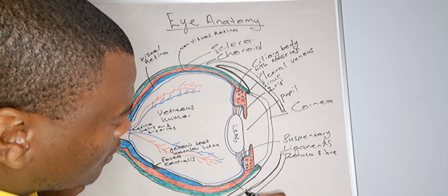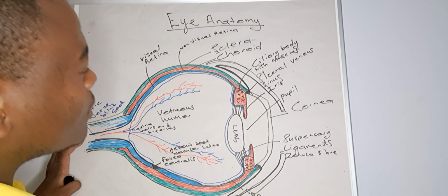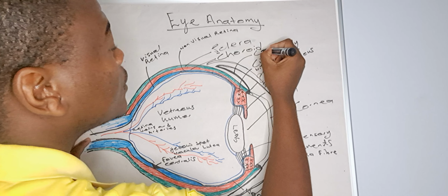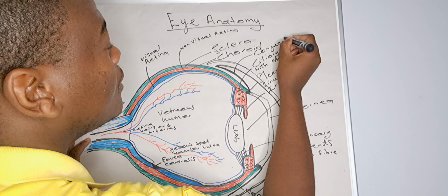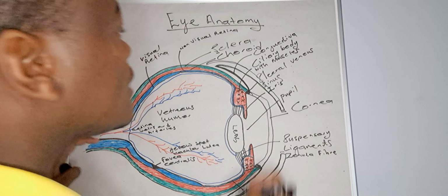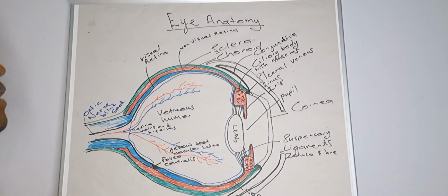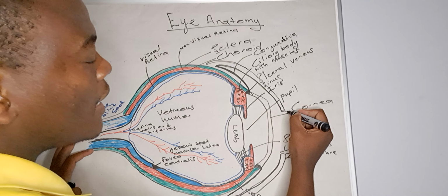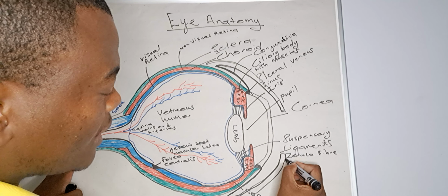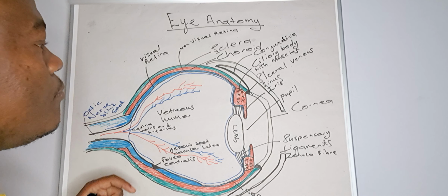Here, this one is our conjunctiva. Let me give you the spelling: conjunctiva. This is our eyelashes. This one, from here going that side, is our eyelid. This one is our eyelashes.